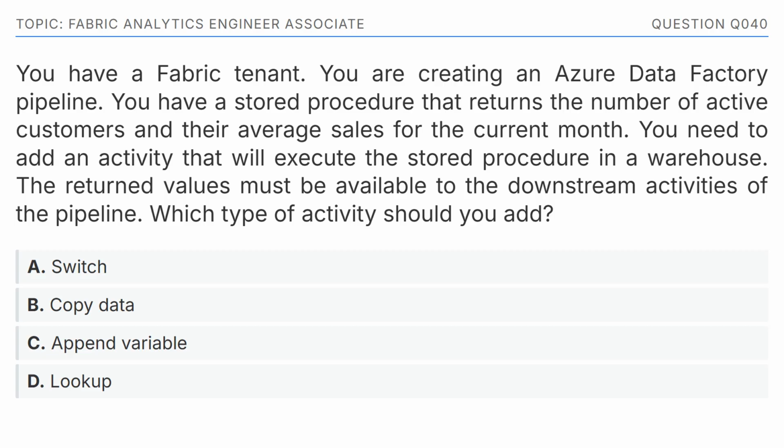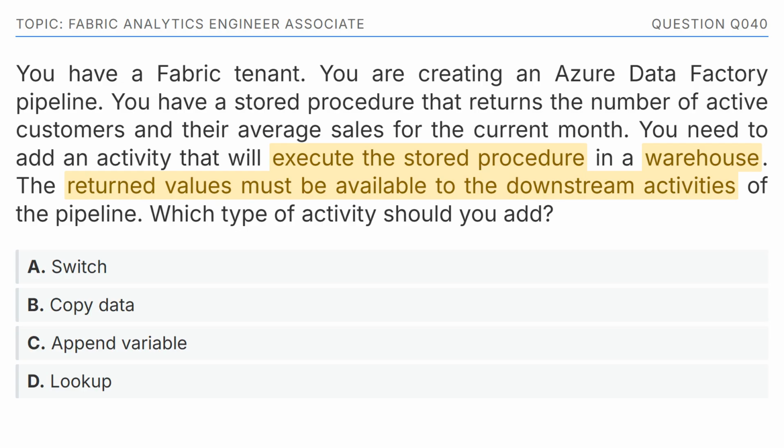The options are: Option A, switch. Option B, copy data. Option C, append variable. Option D, lookup. To arrive at the correct answer, we focus on the keywords: execute the stored procedure, returned values must be available to the downstream activities, warehouse. The correct answer is option D, lookup.